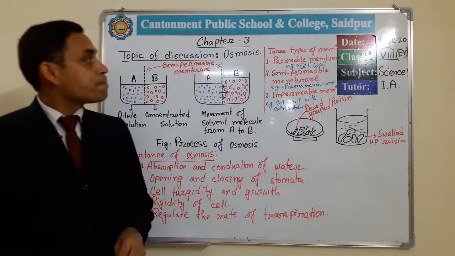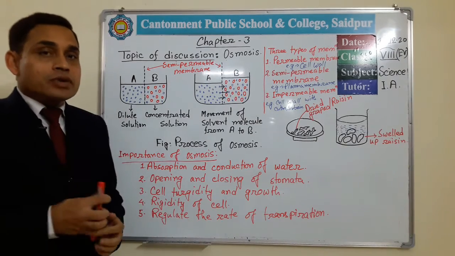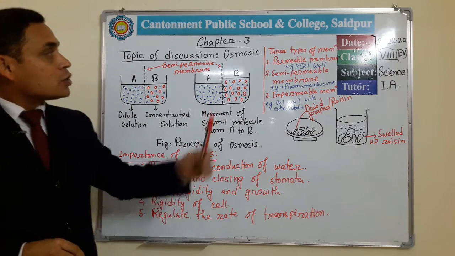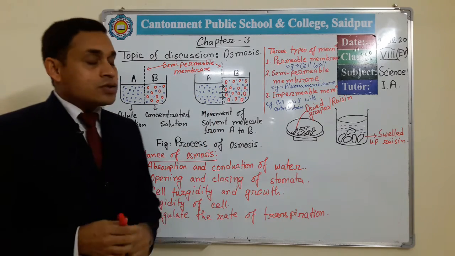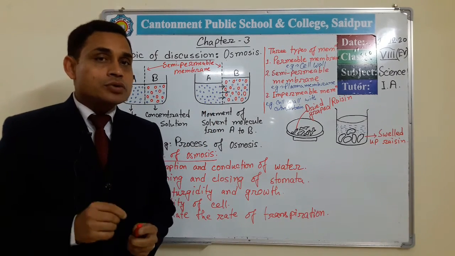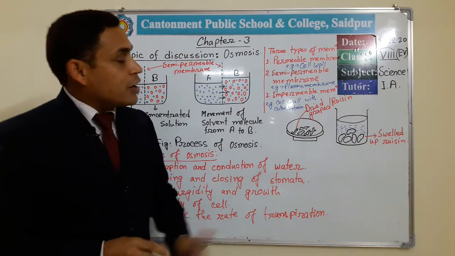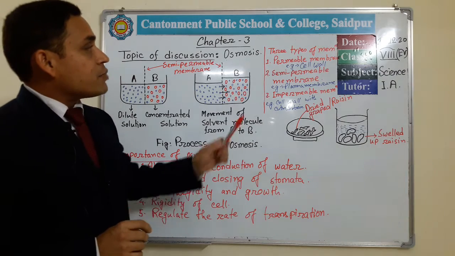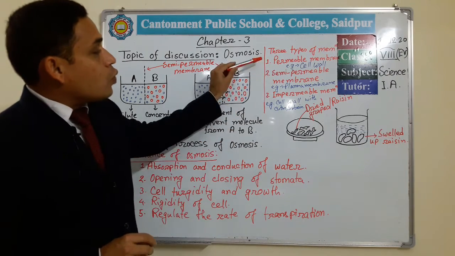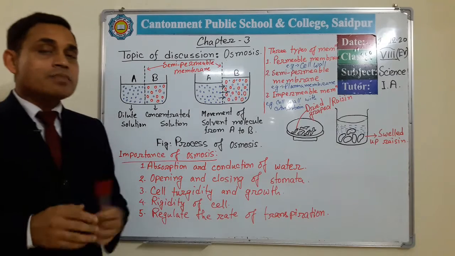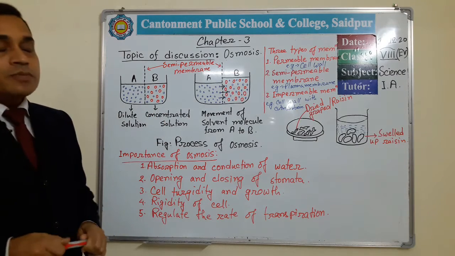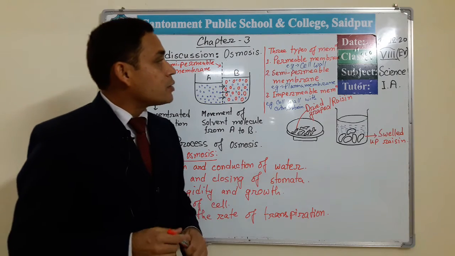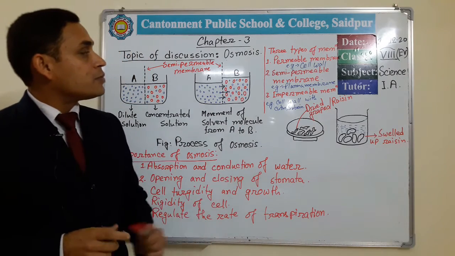Our today's topic of discussion is osmosis. Before this I discussed diffusion, and today's topic is osmosis. To understand osmosis, at first we need to know three types of membrane on the basis of permeability. One of these three types is very important for our osmosis process. So at first I want to define what is permeable membrane, what is semi-permeable membrane, and what is impermeable membrane.